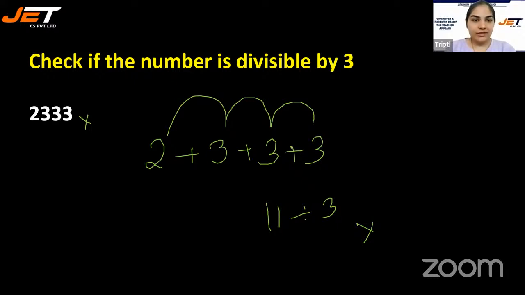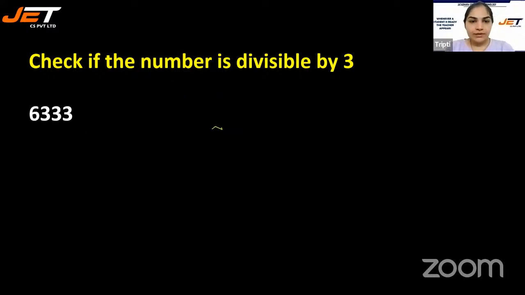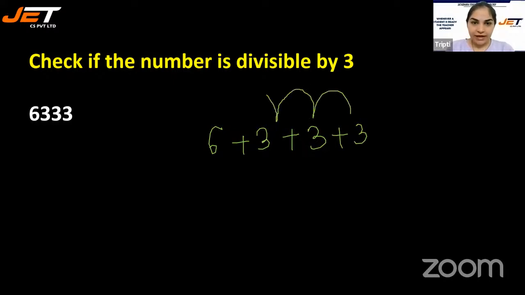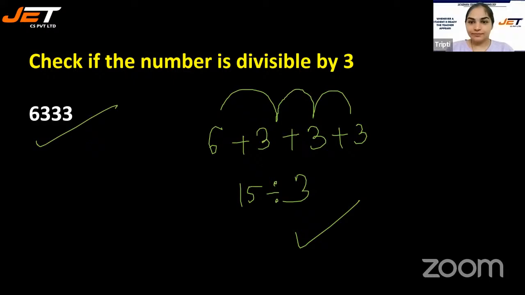Okay. This is the next one. 6 plus 3 plus 3 plus 3. 3 plus 3, 6 plus 3, 9. 9 plus 6 is 15. Is 15 divisible by 3? Do you see 15 in the table of 3? Yes, we do see it. That means this number is also divisible by 3.